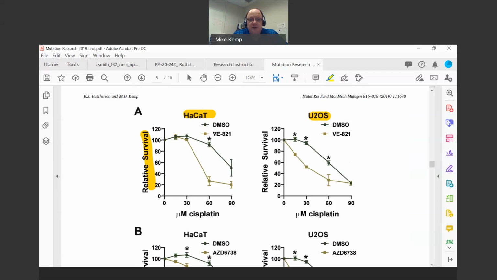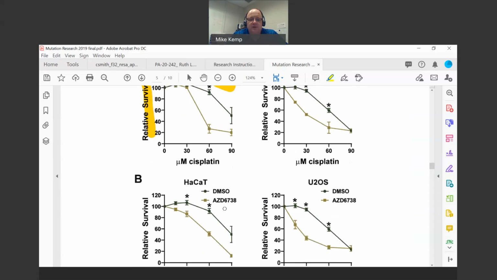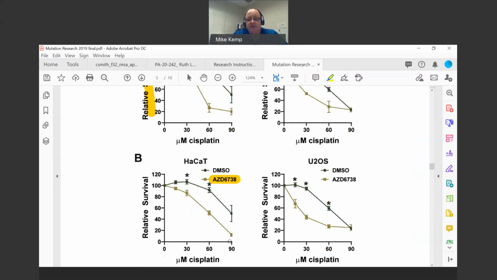Now this is using V821. Just to validate that this is true with other ATR inhibitors, we used the AZD6738 compound, this AstraZeneca drug. We similarly show that inhibiting ATR does sensitize these quiescent cells to cisplatin.